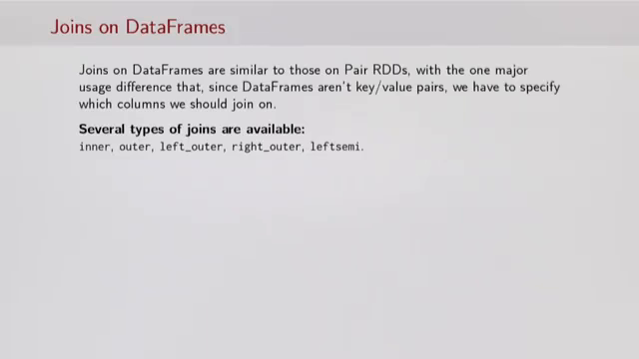What's pretty neat is that joins on DataFrames are pretty similar to those on pair RDDs, with the one major difference that because we don't have key-value pairs anymore, we have to specify which columns we should join on, because with pair RDDs we were always implicitly joining on keys. Now we have just a table, so we have to say which of these columns in the table should behave like the key that we should focus on in our join. Just like in pair RDDs, there are several joins to choose from, and we have to tell Spark which one we want to use.